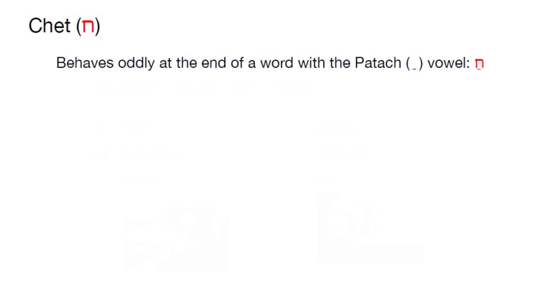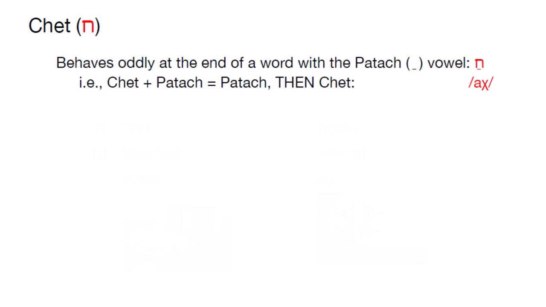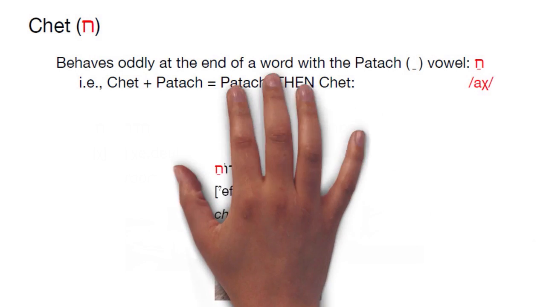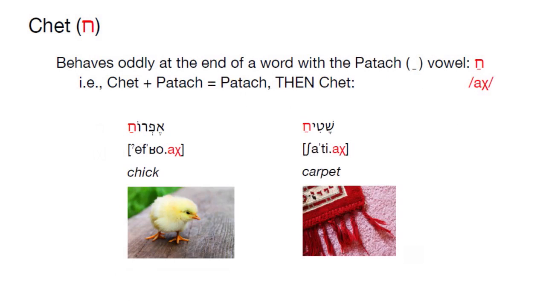It's only at the very end of a word that it can get a little weird. If you see a word where the last letter is a Chet, and there is a single line underneath it, this is a vowel known as patach, and it makes an A sound. In that particular case, you're going to pronounce the vowel first and then the consonant. You have a Ch and an A, and you get Ach. Here's Efroach, and here's Shatiach. And in both of these words, the last sound is Ach.